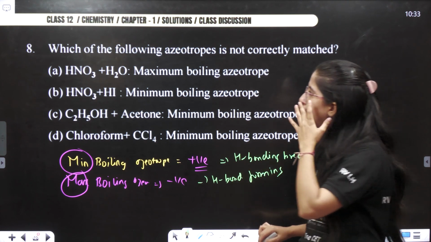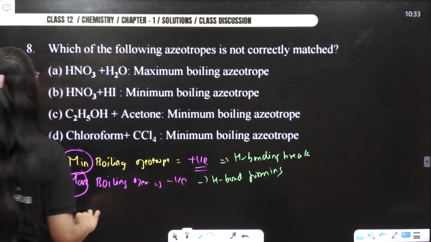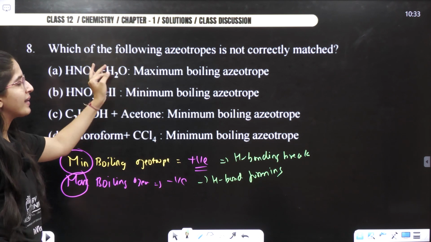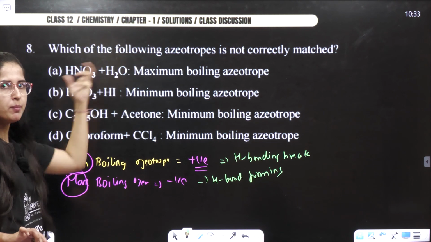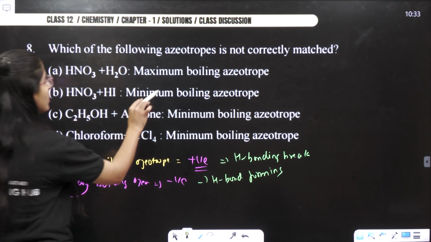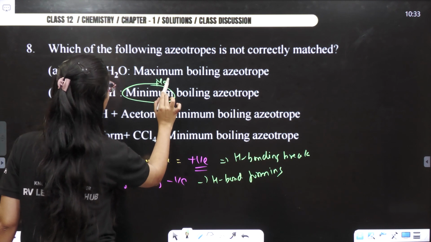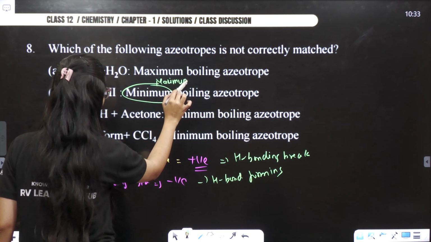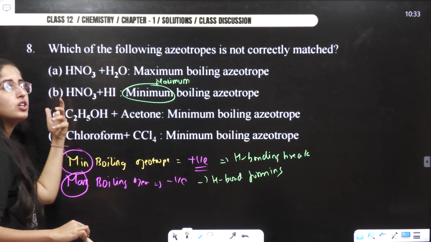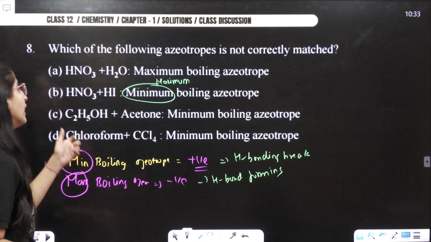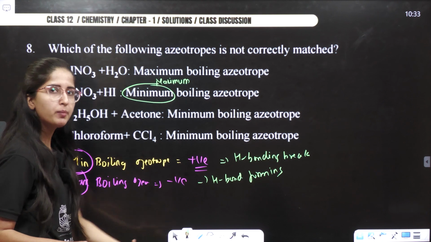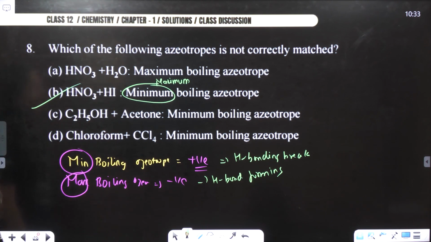Now we will consider the given options. HNO3 in presence of H2O, they are saying maximum boiling azeotrope. Yes, it will be maximum boiling azeotrope because there will be a hydrogen bond between them. That is true. HNO3 with hydrogen iodide, it will definitely form hydrogen bond. So it is not minimum boiling azeotrope, it will form maximum boiling azeotrope. Next, alcohol in presence of acetone. Acetone will hinder the hydrogen bonds present in alcohol. So minimum boiling azeotrope, correct. Chloroform and carbon tetrachloride, yes, it is minimum boiling azeotrope. Again, the hydrogen bond will be hindered. So option number B is incorrect.